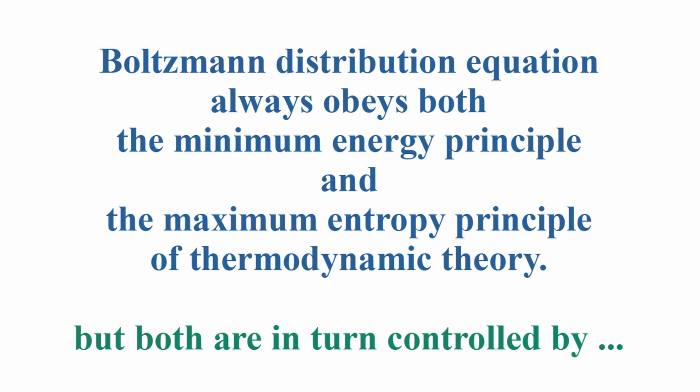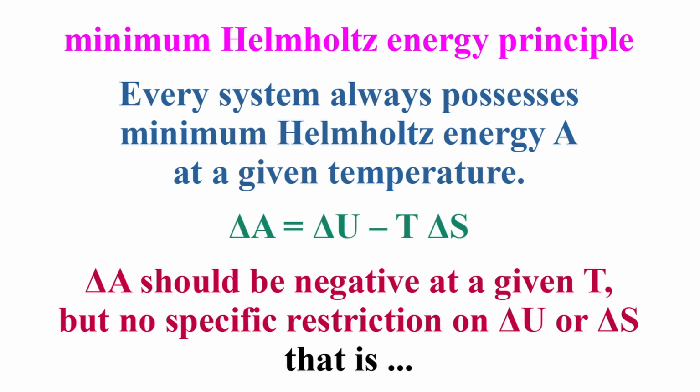Thus, it should be kept in mind that the Boltzmann distribution always obeys both the minimum energy principle and the maximum entropy principle of thermodynamic theory. Incidentally, without digressing into a detailed discussion, both of the above principles are in turn governed by the minimum Helmholtz energy principle, which states that every system in nature always possesses minimum possible Helmholtz energy A at a given temperature T.